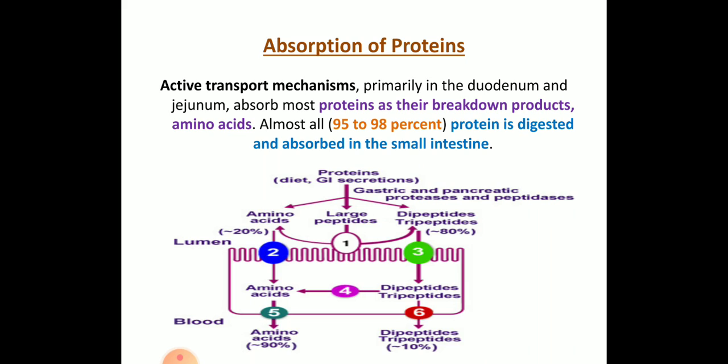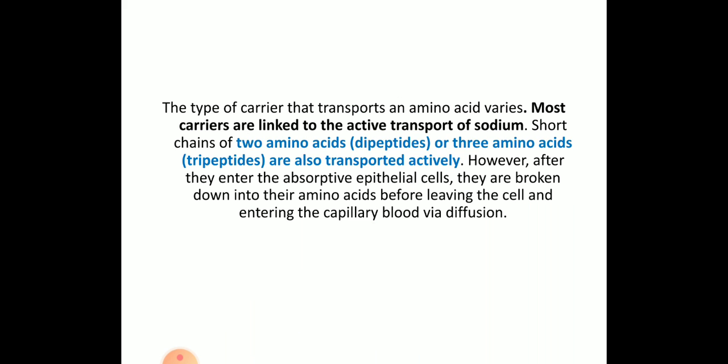So during the transportation, the amino acid moves against the concentration gradient. So this gradient, which helps in the transportation of sodium, is along with different types of gradient. So this is how the absorption of protein takes place in the small intestine.